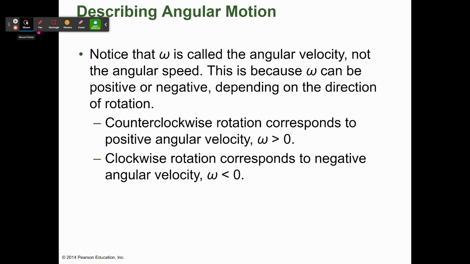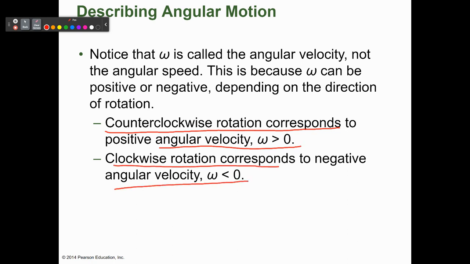Okay, so the next thing, it's probably easier just to commit this to memory. If it's a counterclockwise rotation, that means your angular velocity is greater than zero. If it is a clockwise rotation, it means your angular velocity is less than zero. And that's going to be really important for determining if your angular velocity is positive or negative, which is going to determine its direction.